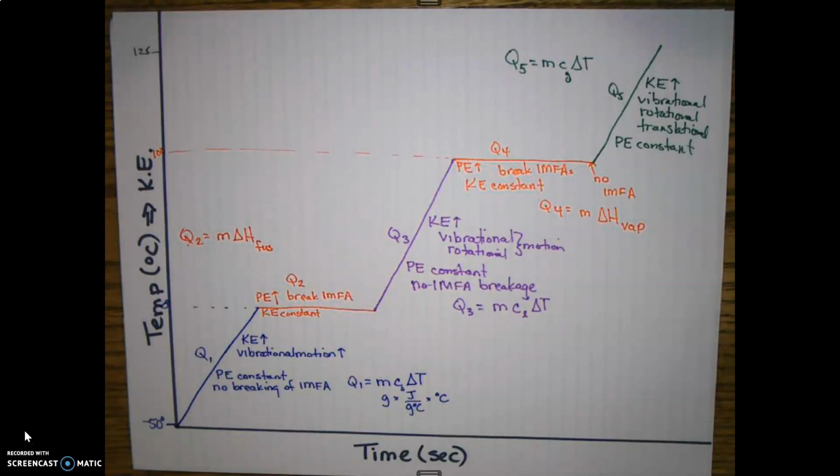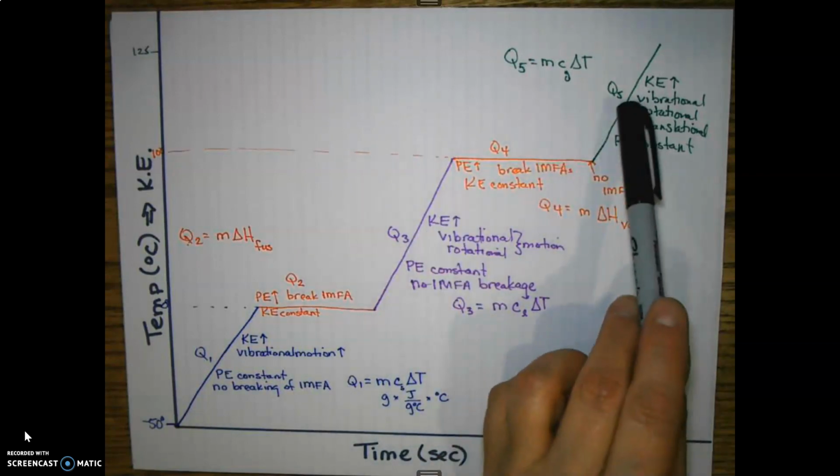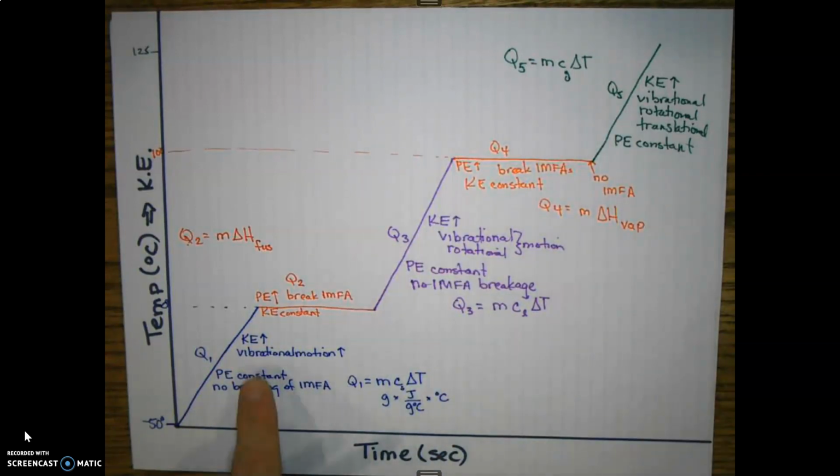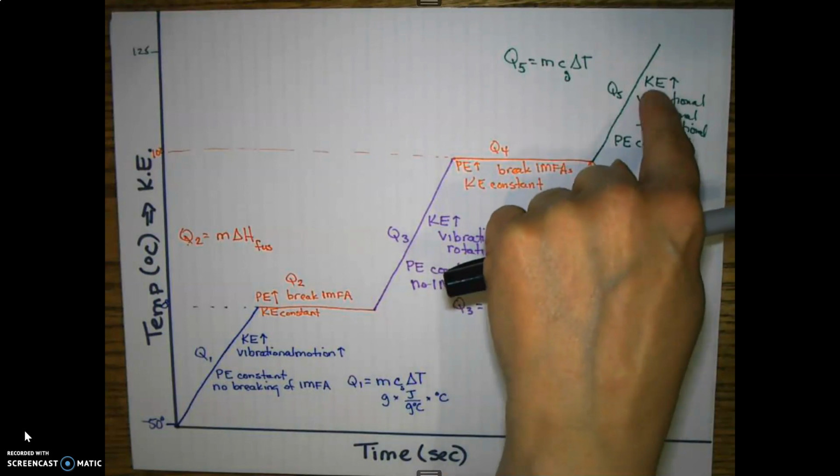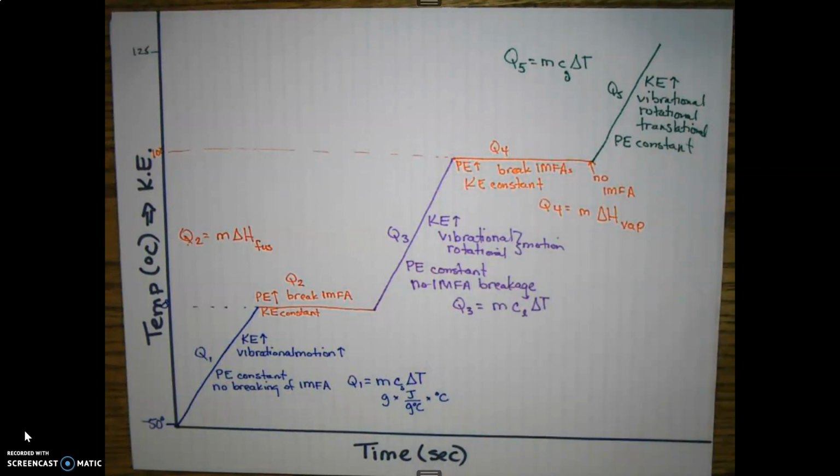So we just got done talking about a heating curve so that we can see that if you do a full-blown heating curve from solid all the way to gas, there are 5 different parts to it. The diagonals are where you're increasing the temperature, so kinetic energy is going up, which means motion is changing, but potential energy is not, so we're not breaking any IMFAs along those diagonals. At the plateaus, however, kinetic energy now becomes constant because this is where we are breaking IMFAs.